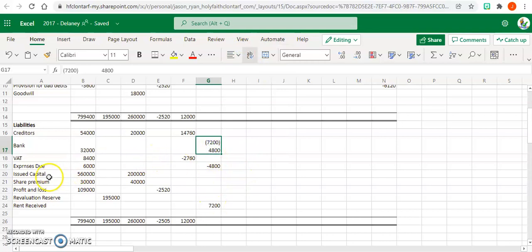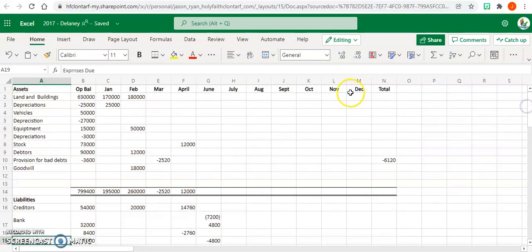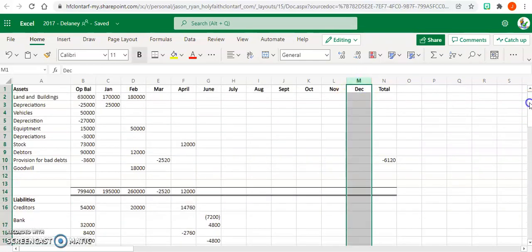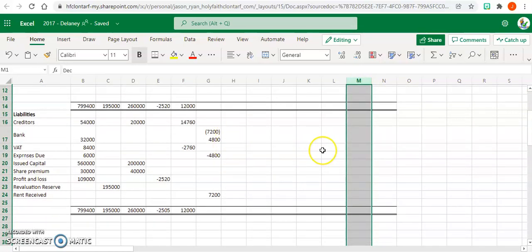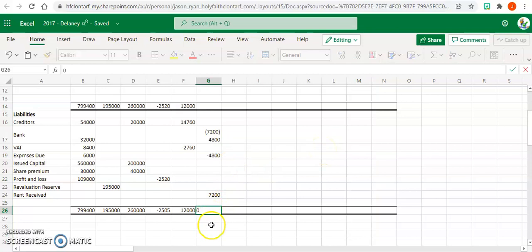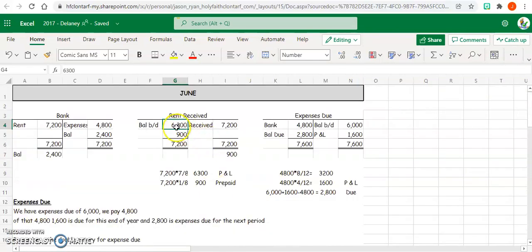But we also got our rent received, and we also got our expenses due. Now we have to calculate what is prepaid for December and what's due for December. So we're going to have to do a little bit of an adjustment on that. So our balance is going to be 0 so far for June. We look at our rent received first. So rent received, we received 7,200. So remember, rent received is an income. So it's an increase in income, we put it on the credit side.